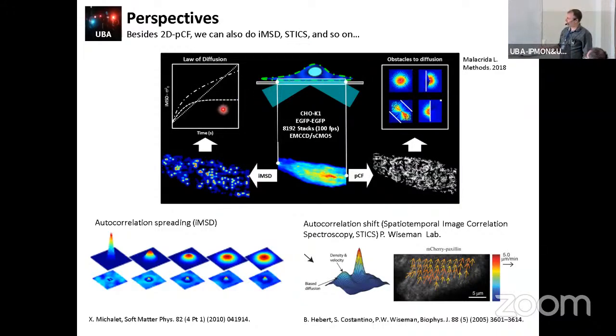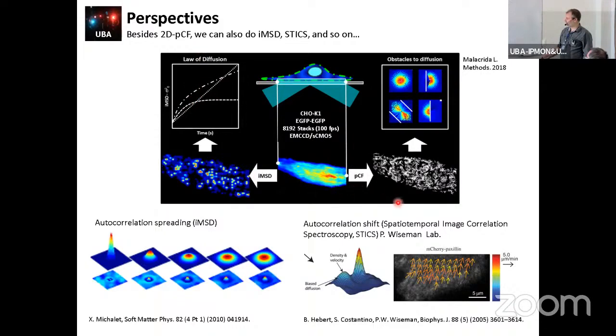But at the same time, you can calculate the IMSD, the image mean square displacement, and on top of the connectivity, you can put the law of diffusion of the molecule you are studying. You can have molecules that are diffusing as Brownian, and you will get a line, or you have confinement, high confinement, low confinement, or active diffusion when the curvature is positive.